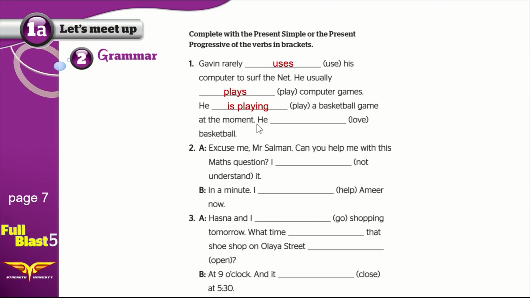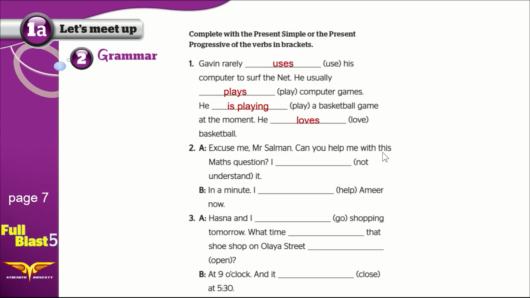Another sentence begins here. He loves basketball. Okay, this is something that happens in general. This is not happening now. This is not happening in the near future. This happens in general, so he loves basketball.